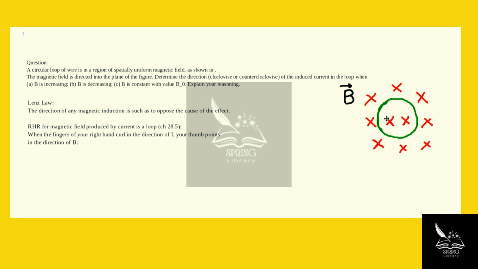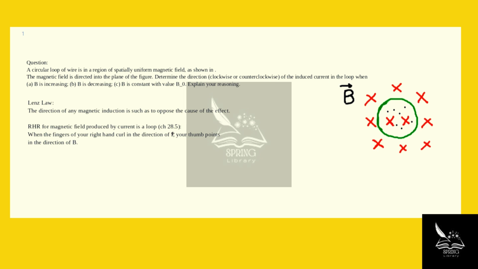So you see your B is increasing into the page, so these magnetic fields are pointing into the page. So if your B is increasing into the page, the loop will try to oppose that, because Lenz's law tells us that. So if we want to oppose the effect, we need to have some magnetic field which is pointing towards us, right? Because it's opposing.